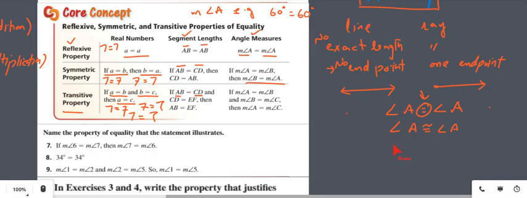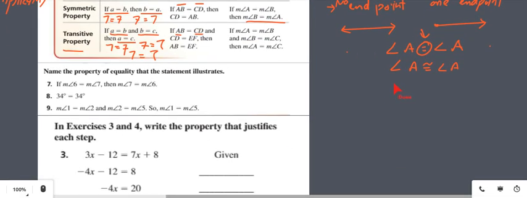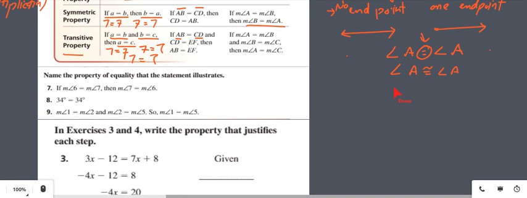Now look at question number 7. There is a shape with 6 or 7 angles. Then the measure of the sixth angle and the measure of the seventh angle are equal. So we will say that the measure of angle 7 is equal to the measure of angle 6. So which property is this?